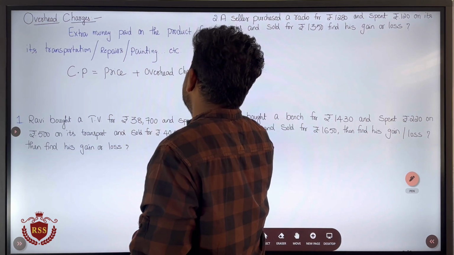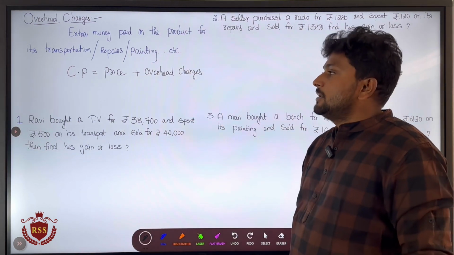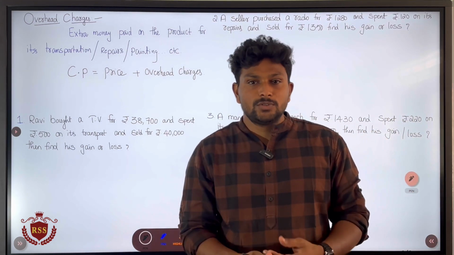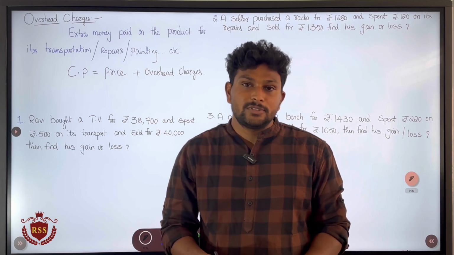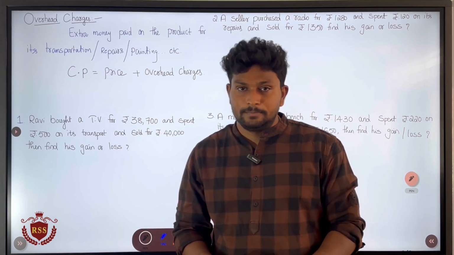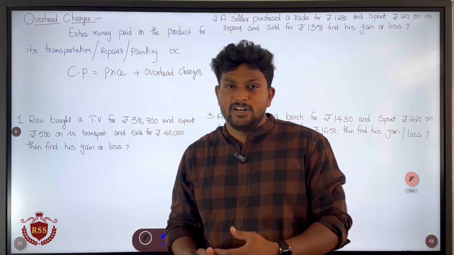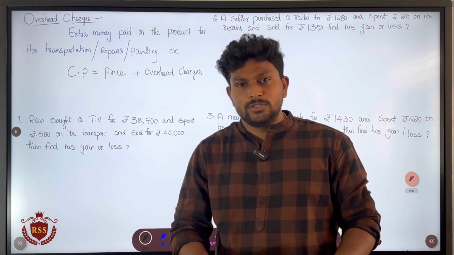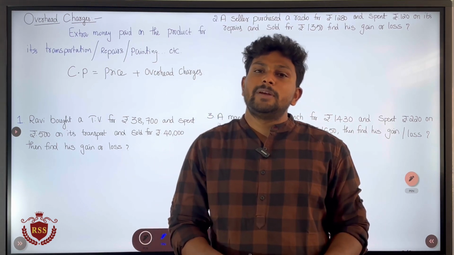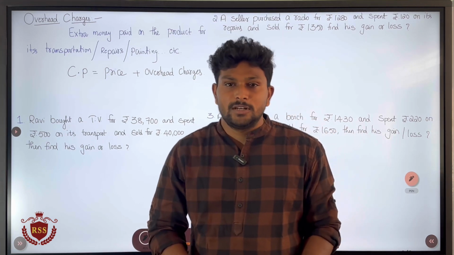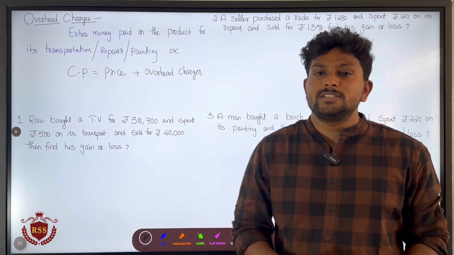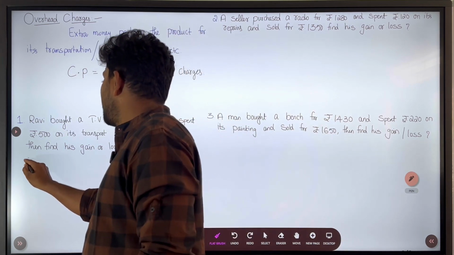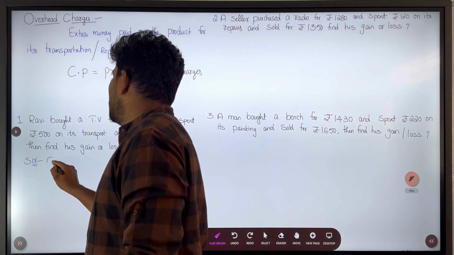So whatever overhead charges are there, that will be included in the cost price. For example, I have purchased a TV. The TV cost is 30,000 and the transportation cost is 1,000 rupees. The total cost price of the TV will be 31,000. If I purchased a refrigerator, the cost of the refrigerator is 20,000, the transportation charges are 1,000. So the cost of that refrigerator will be 21,000. So transportation charges will be included in the cost price.